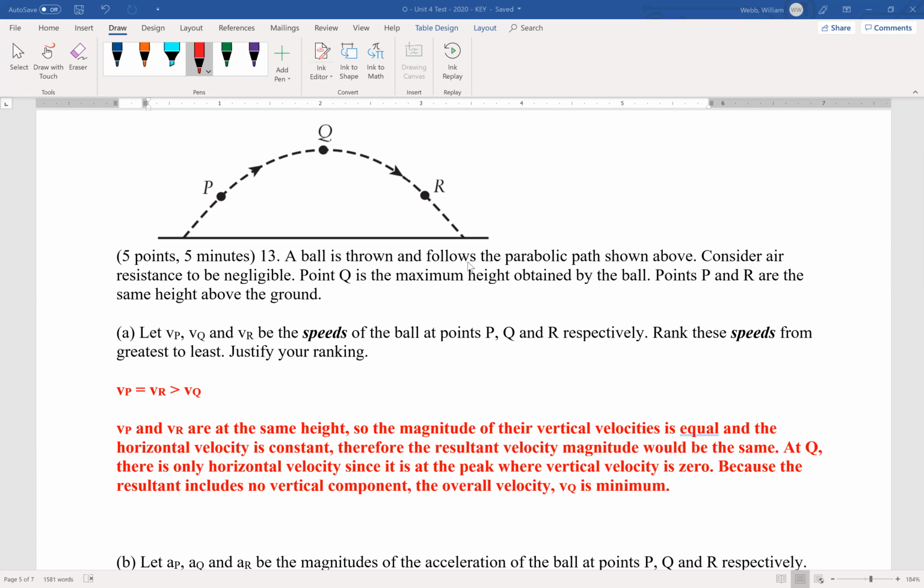Q, however, only has the horizontal component because at the maximum height, it has 0 vertical velocity. It would still have some velocity, it would still have some speed because it has a horizontal speed as well, but it's not 0, it's only 0 vertically. So it does have some speed, but it would be less than P and R because P and R have that same horizontal as Q does, but they also have a vertical component adding to it. So Q would be less, P and R would be equal.